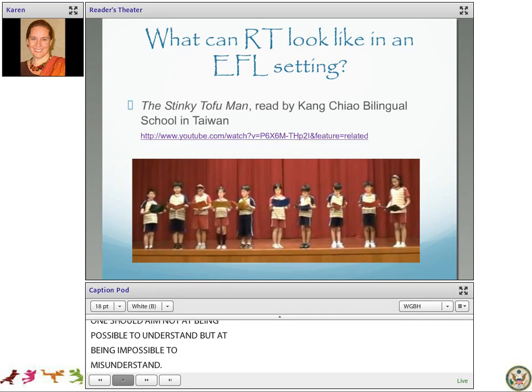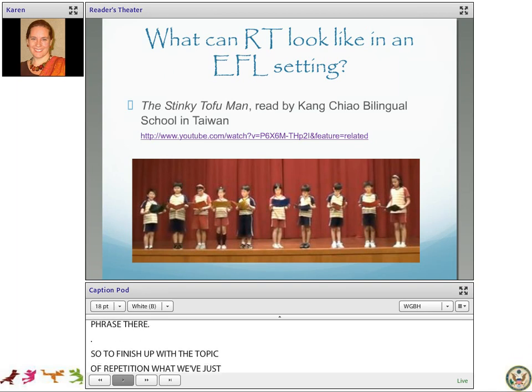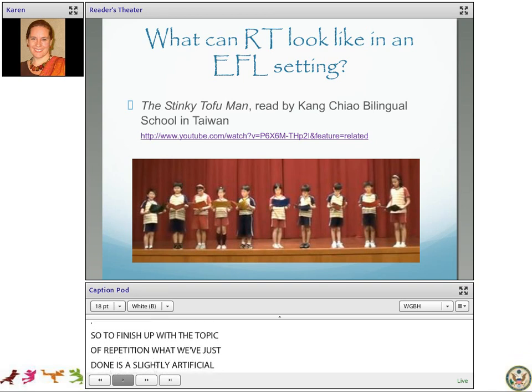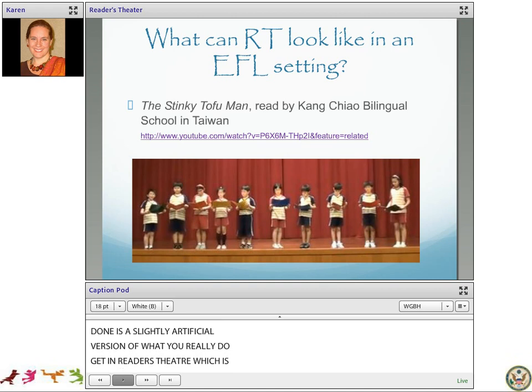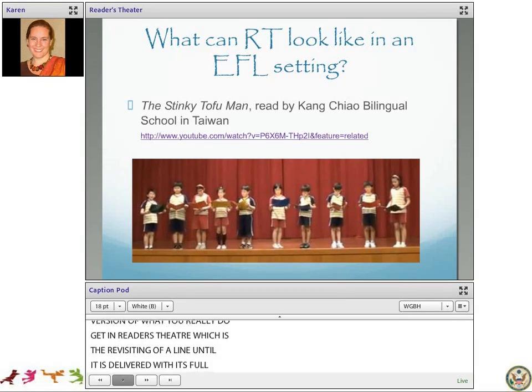So to finish up with the topic of repetition, what we've just done is a slightly artificial version of what you really do get in Reader's Theater, which is that constant rehearsal, the revisiting of a line until it is delivered with its full potential right out there in front in the form of intonation, pausing, stress, and so forth.